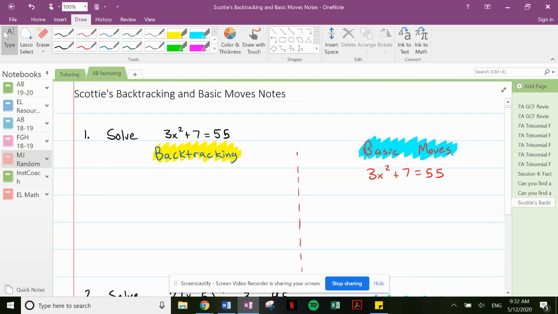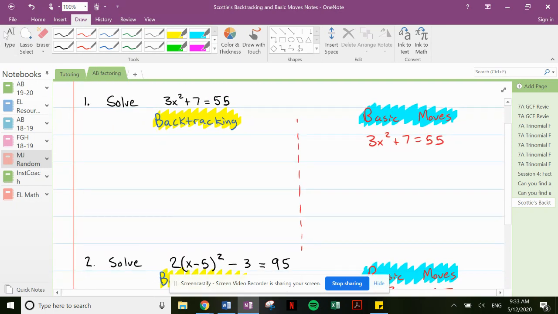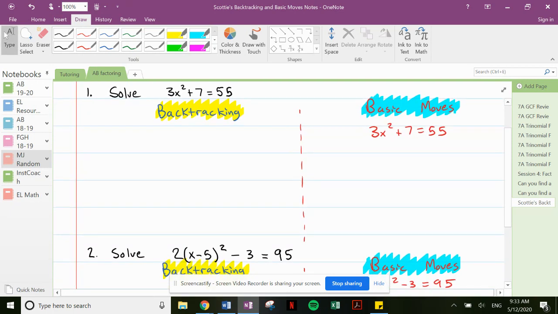All right, Algebra AB. This is Scottie Pippen, clearly, and I'm going to show you a couple problems on backtracking and basic moves. So we're going to do two problems. You can go ahead and write them both down now. We're going to do two problems, but we're going to do it in two different ways for both problems.